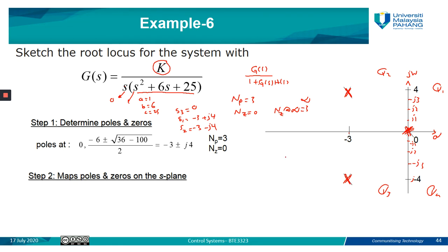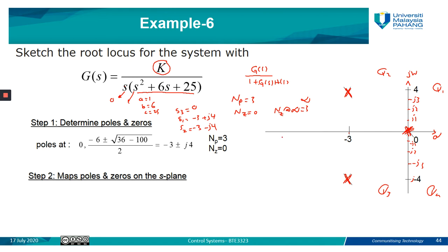Okay, after we draw the poles, do we have any zero? We do not have any zero. All the zeros will be at infinity. Since the zeros are at infinity, that means the root locus will start from the poles and go to infinity, start from that pole and go to infinity, start from that pole and go to infinity. So we need to draw the asymptotes, since the root locus goes to infinity.